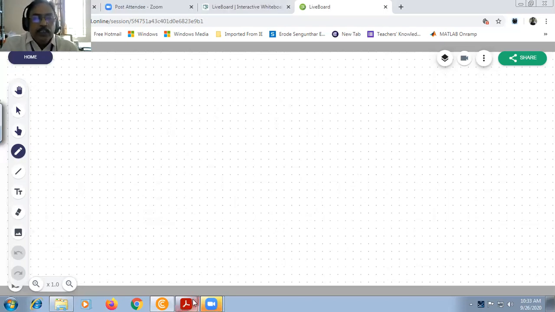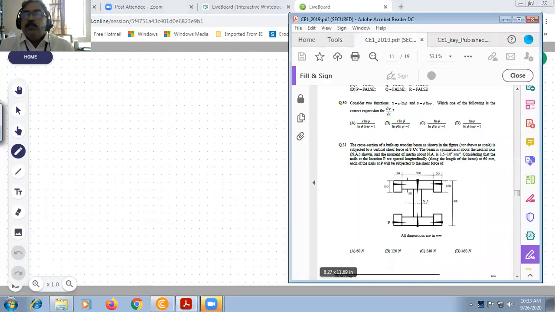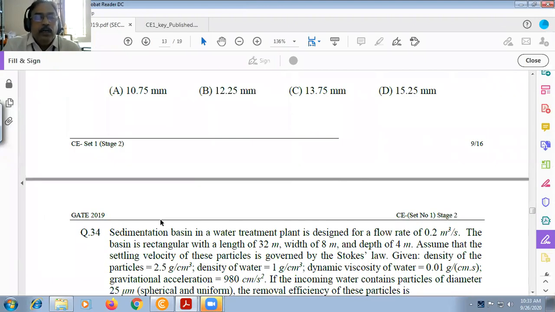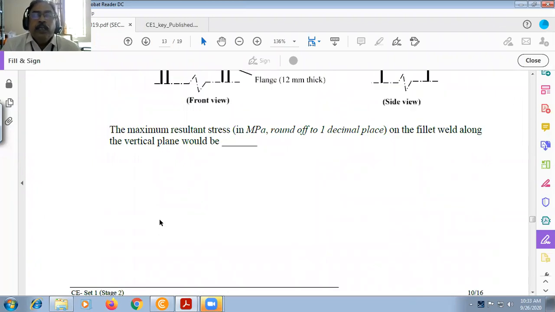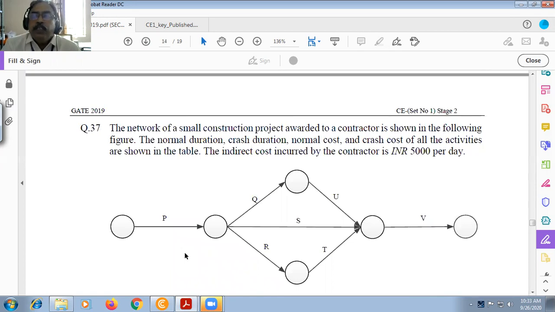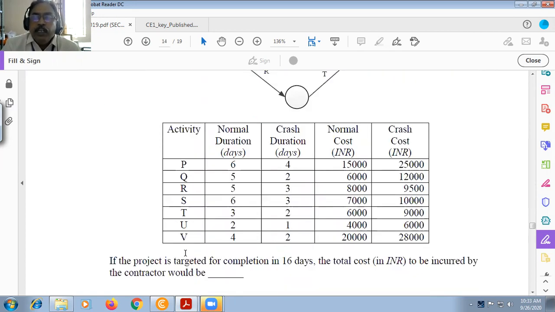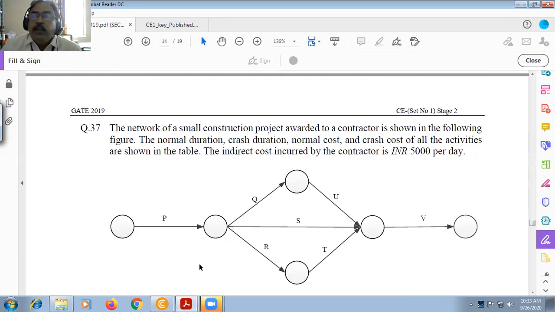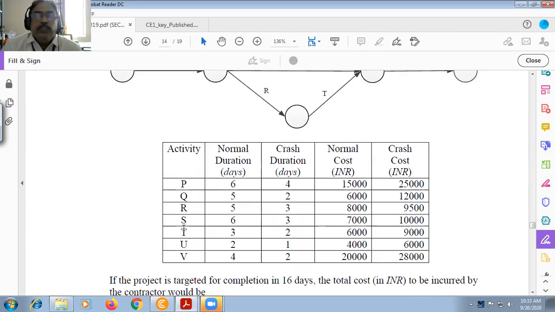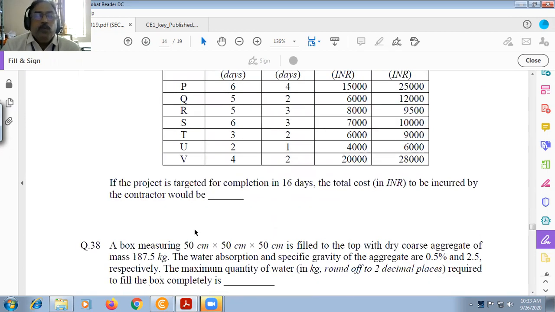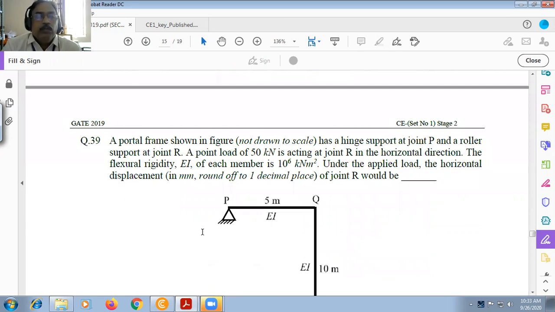Right? Then the next question here is: the maximum MPa, the network of this is a per TCPM, we can deal here. Shown in the table for 5,000 rupees. Normal duration P, Q, this you have to really work out the problem.